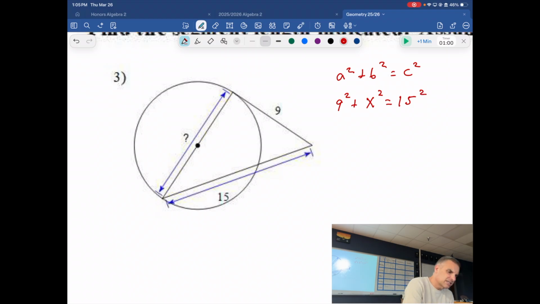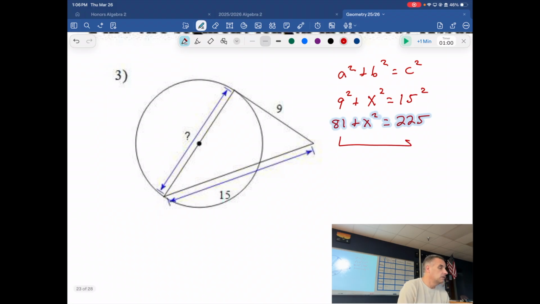9 squared is 81. X squared we don't know. 225 is 15 squared, I believe. How am I solving this equation? What do I have to do with the 81? Subtract it. So I need to move it to the other side by subtracting off 81. So that gives me x squared equals 225 minus 81, which is 144. Is that done? Now what?